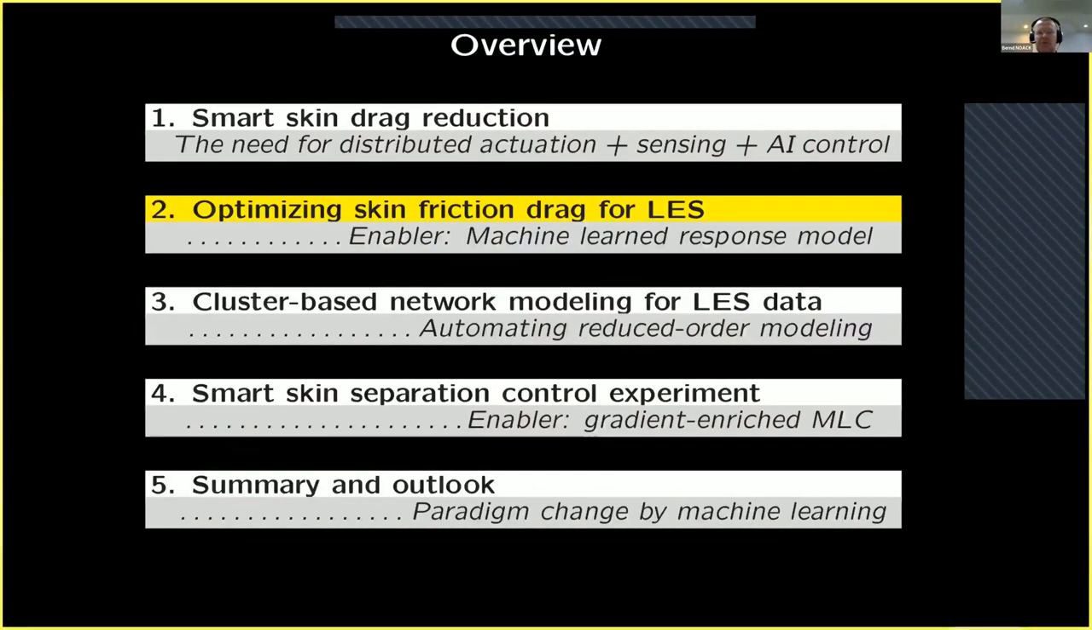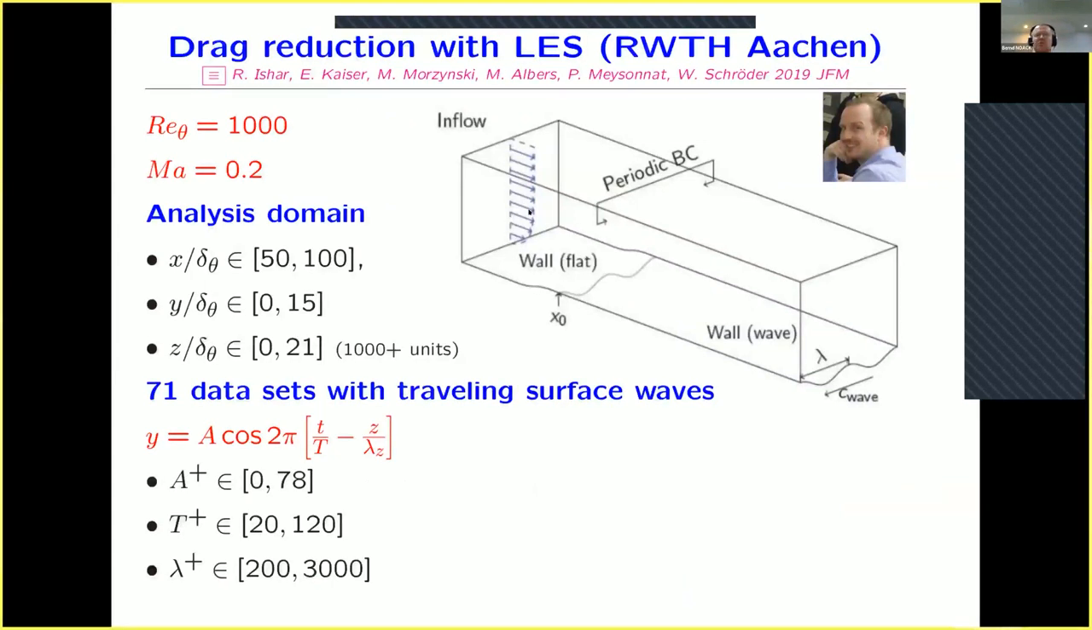So first, I talk about skin friction drag reduction in a prototypic turbulent boundary layer. Reynolds number is 1000. The turbulent boundary layer is subjected to a transverse traveling surface wave, and the analysis domain has these dimensions, so up to 100 boundary layer thicknesses large. So in the spanwise domain, we have periodic boundary conditions. The actuation for skin friction reduction is done with traveling surface waves, similar to what Ivan was reporting, but this is in the transverse direction.